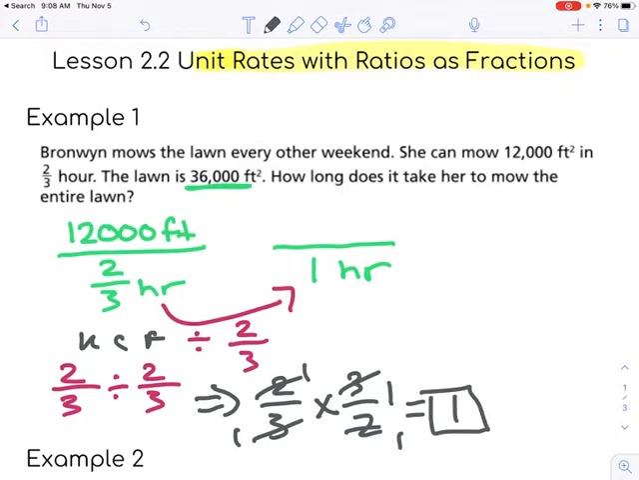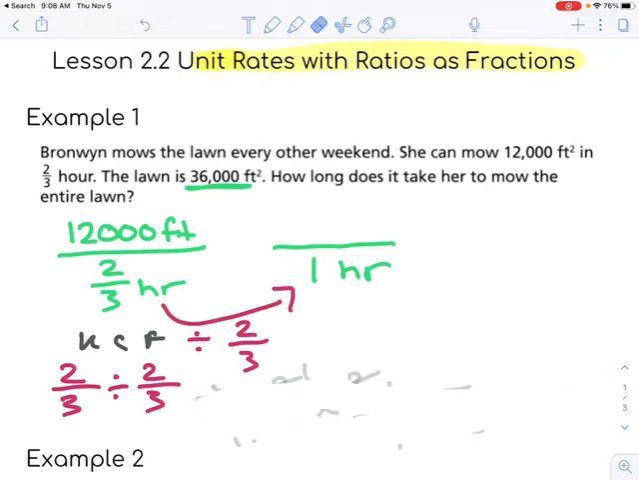That would get us to 1 hour. You also could have just multiplied straight across. You would have gotten 6/6, which is the same as 1. So either or. But basically what this is telling us is because we divided by 2/3 on the bottom, we need to do the same to the top. So we need to divide 12,000 feet by 2/3.